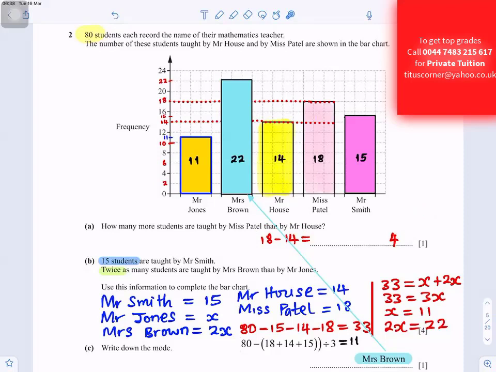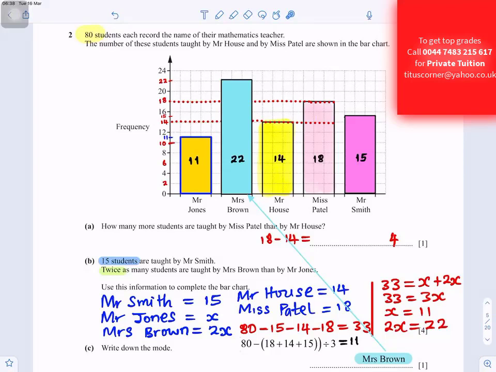Question 2B. 15 students are taught by Mr. Smith. Twice as many students are taught by Mrs. Brown than Mr. Jones. Use this information to complete the bar chart. This is where you have to use some algebra.